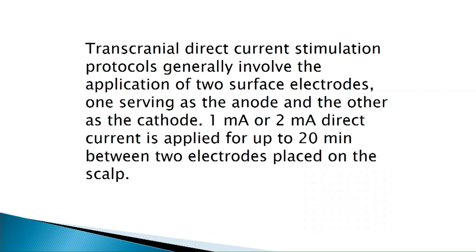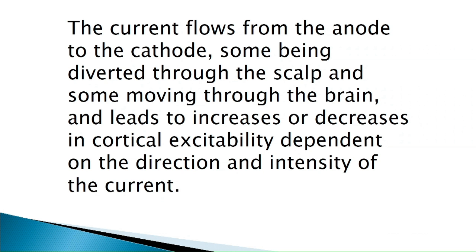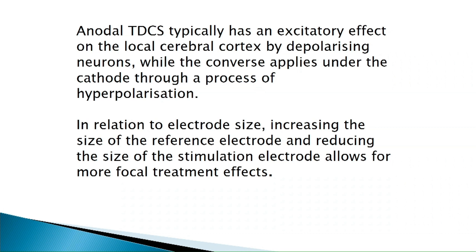The current flows from the anode to the cathode, some being diverted through the scalp and some moving through the brain, and leads to an increase or decrease in cortical excitability depending on the direction and the intensity of the current. So, anodal transcranial direct current stimulation typically has an excitatory effect on the local cerebral cortex by depolarizing neurons, while the converse applies under the cathode through the process of hyperpolarization. In relation to electrode size, increasing the size of the reference electrode and reducing the size of the stimulation electrode allow for more focal treatment effects.